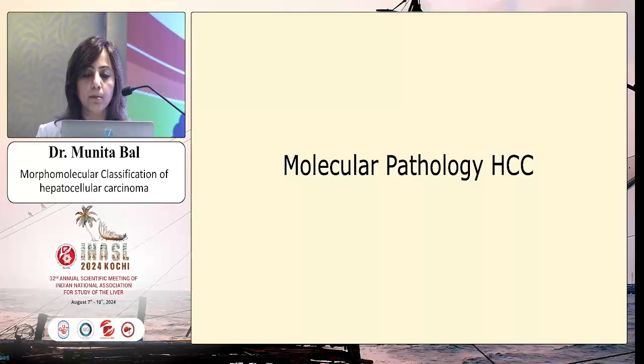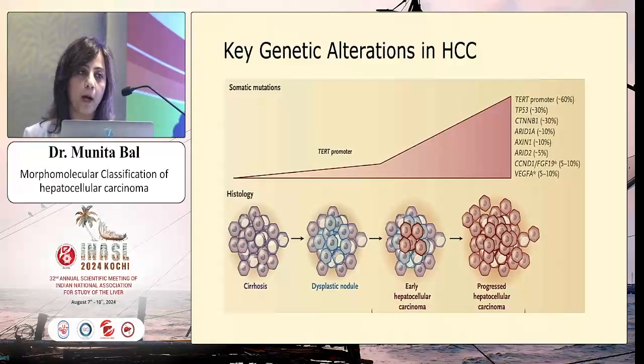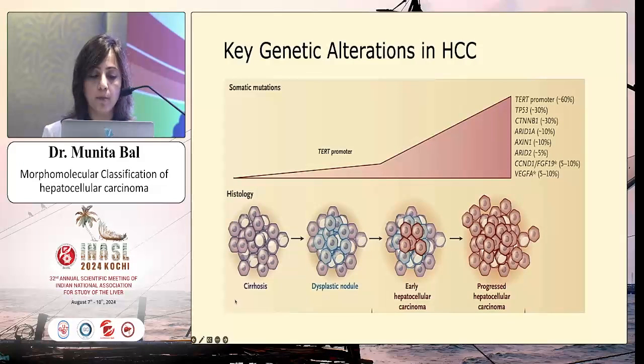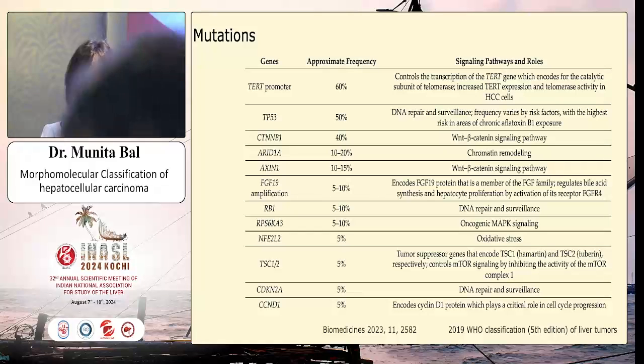Very quickly to the molecular pathology, because the topic given to me is mainly dealing with molecular. So in HCC, what we have is a step-by-step acquisition of mutations along the stage from cirrhosis to dysplastic nodule to early HCC to progressed HCCs. And these are the list of mutations that you see in HCC.